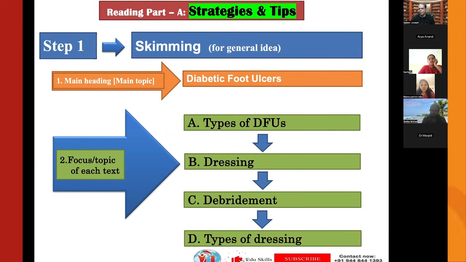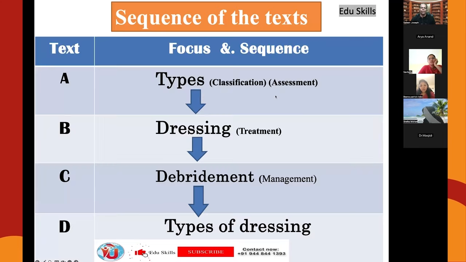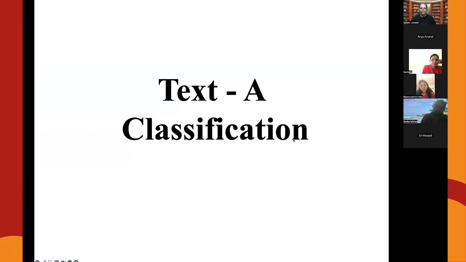Okay, the first one is types of DFUs. The fourth one is types of dressing. This is what you have to understand before you start anything. We'll get into those things. This is the sequence, the focus of the text. Types of DFUs means classification, or it's also an assessment, the result of assessment. Dressing comes under treatment. Debridement comes under management. Types of dressing, you know. So this is the sequence.